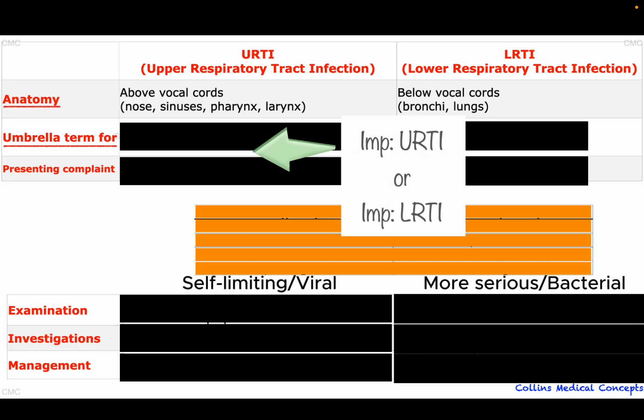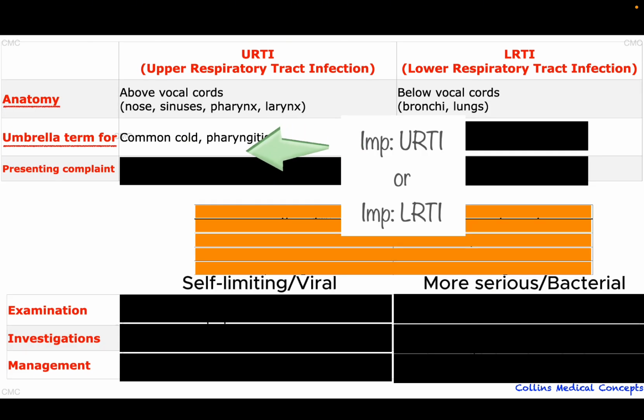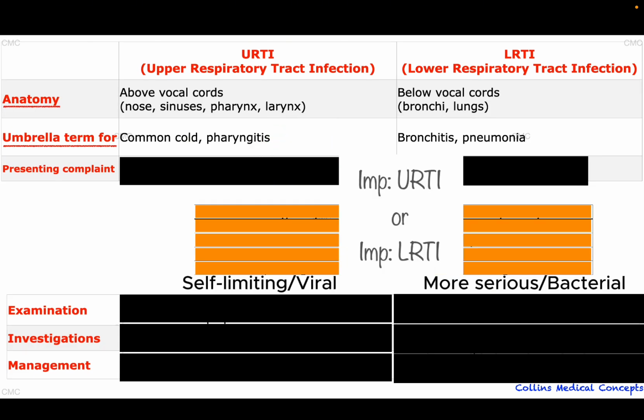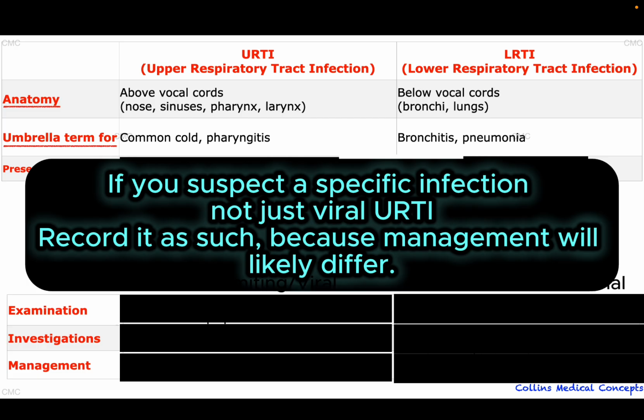For upper respiratory tract infections, these are namely common cold and pharyngitis, and pneumonia and bronchitis for lower respiratory tract infections. For example, acute tonsillitis or acute sinusitis are also technically upper respiratory tract infections. However, we don't document them as upper respiratory tract infections. We just record them exactly as we think, either acute tonsillitis or acute sinusitis, because these conditions can be bacterial and might require antibiotics as well.